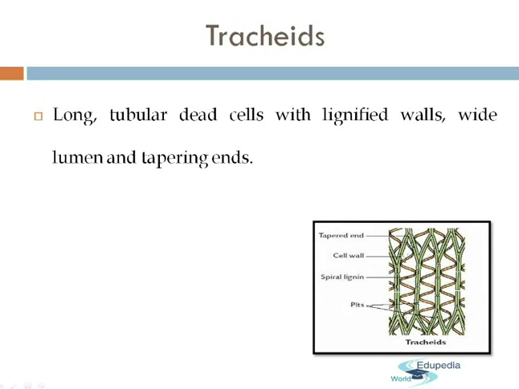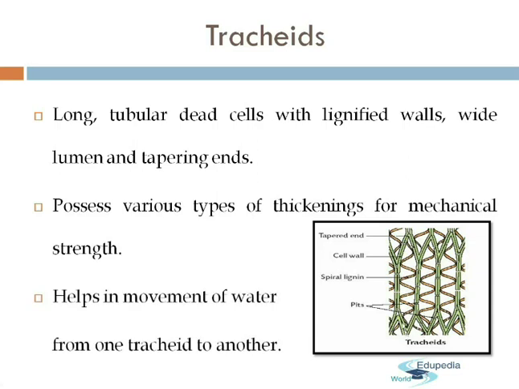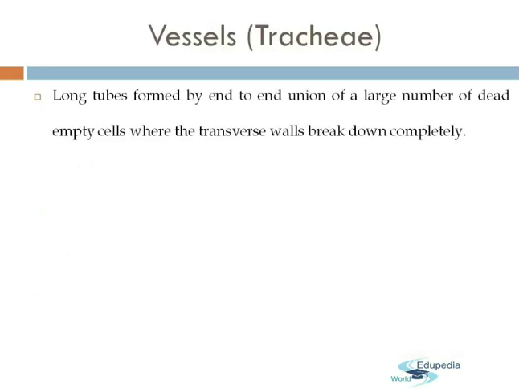They are long tubular dead cells with lignified walls, and they have a wide lumen and tapering ends. See, you can see the tapered ends. You can find the tube-like cells. These are the cell walls, and they have lignin which provides mechanical strength. So, the various types of thickenings which are present provide mechanical strength to the plant also. Water can be transported from one tracheid to another through the pits. So, the pits help in the movement of water from one tracheid to another.